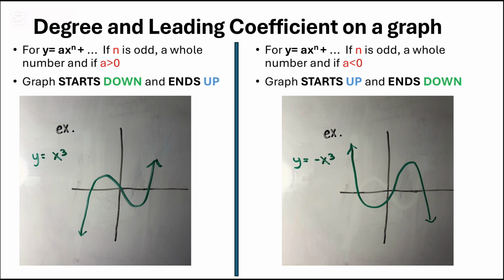So here are 2 other examples. When n is an odd whole number, and if a is more than 0, the graph starts down and ends up. This is just an example of what that should look like. If n is an odd whole number and if a is less than 0, the graph should start up and end down. So on the right, this is just an example of what that would look like.